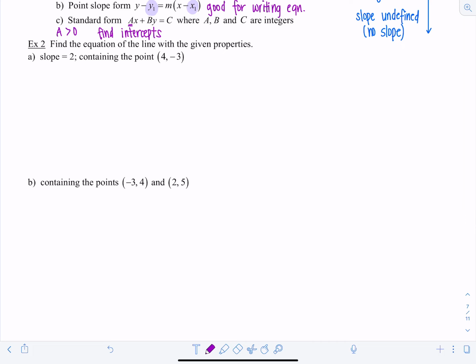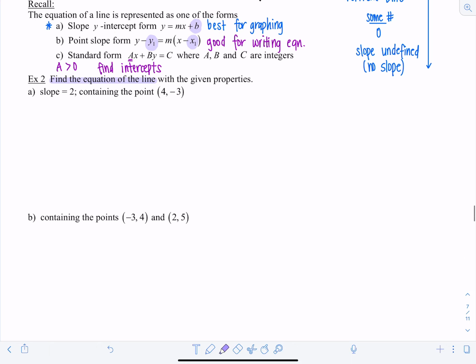So the slope of the line is 2, and it contains the point (4, -3). Well, they're asking me, find the equation of the line. So of the 3 forms that we looked at up above, if you're being asked to find the equation of a line, you want to jump to point-slope form 99% of the time. Okay, now let's see, what did they give us?